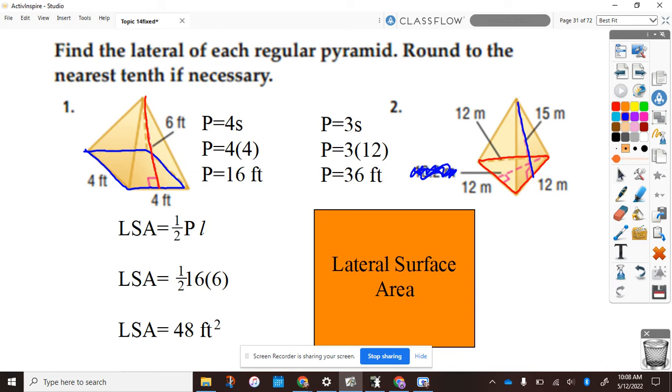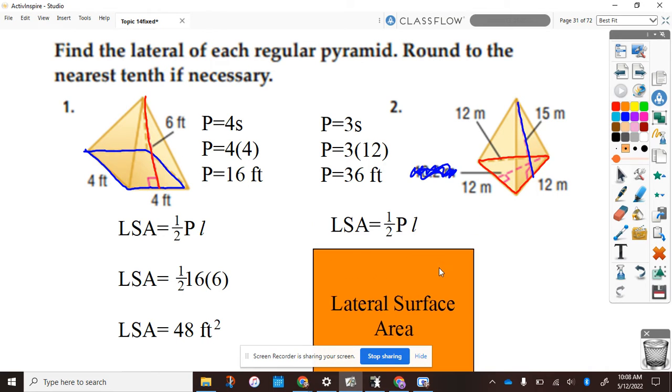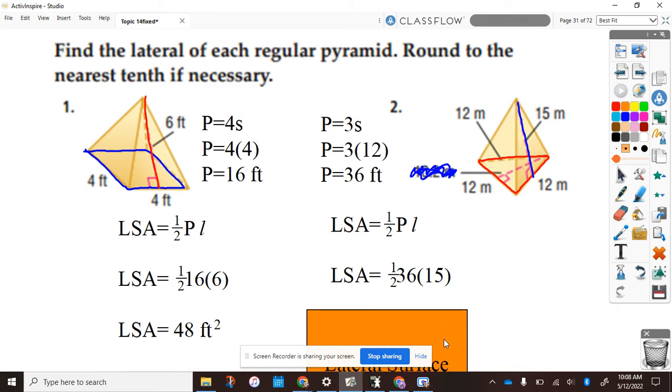That 10.2 is the height of the base triangle, and we don't care about the base triangle if we're just looking for lateral area. If we're just looking for lateral area, we only need the perimeter and the slant height. So that's what we plug in. Our P is 36. Our L, the slant height, is 15. So it's 1/2 times 36 times 15. Our lateral area is 270 square meters.